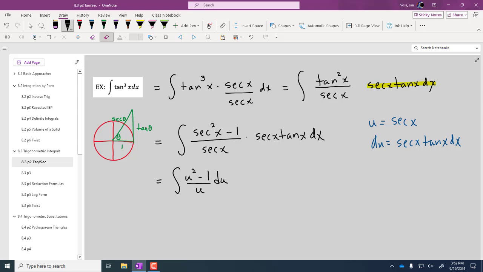What do we do with that fraction? Break it apart. So you could do it as long division, but when the denominator is just a single term, you can just distribute it into the numerator. The effect of that is long division. So this will distribute and give us u minus 1 over u. Integral of u is u squared over 2. Integral of 1 over u, ln absolute value of u plus c.